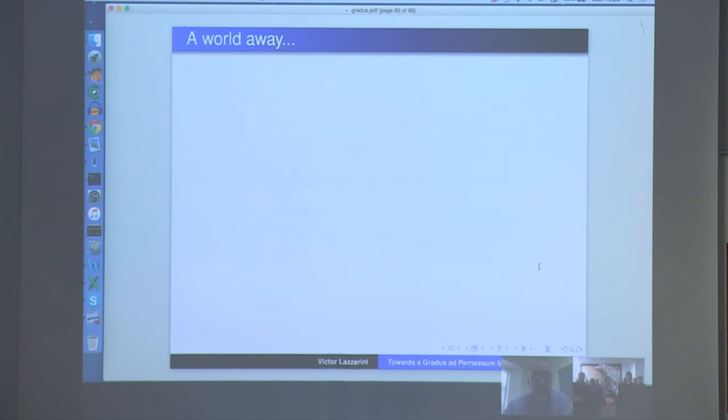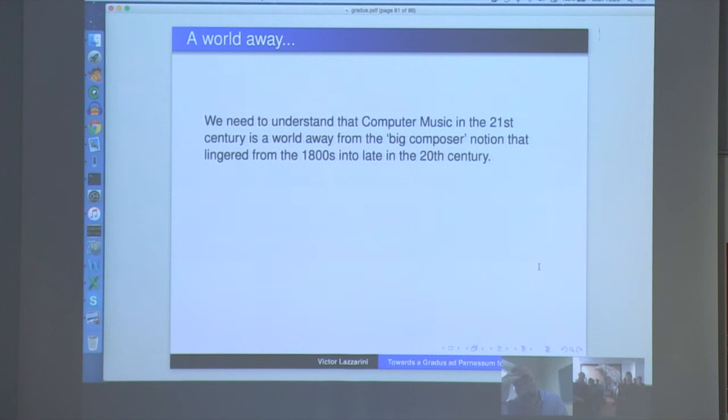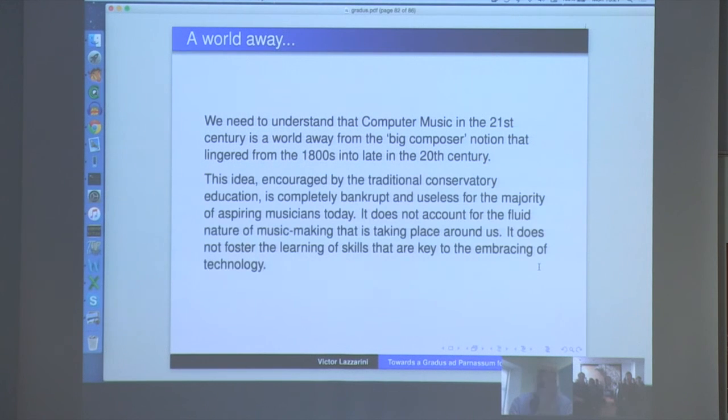So, in conclusion, we really need to understand that computer music in the 21st century is a world away from the big composer notion that lingered from the 1800s into later in the 20th century. This idea was encouraged by the traditional conservatory education and is completely bankrupt and useless for the majority of aspiring musicians today. Because it really does not account for the fluid nature of music making that is taking place around us. It does not foster the learning of the skills that are key to an embracing of technology.